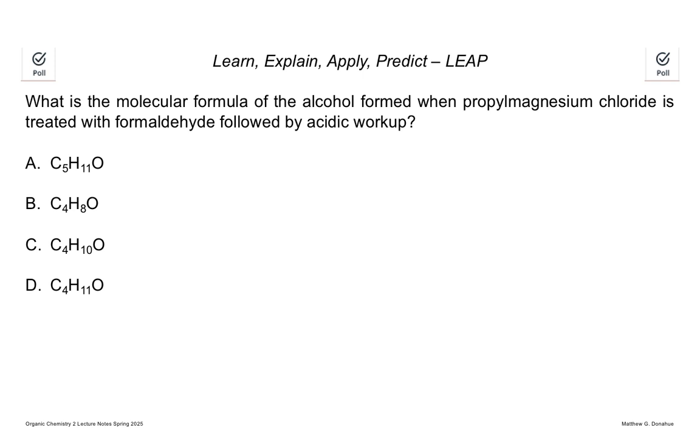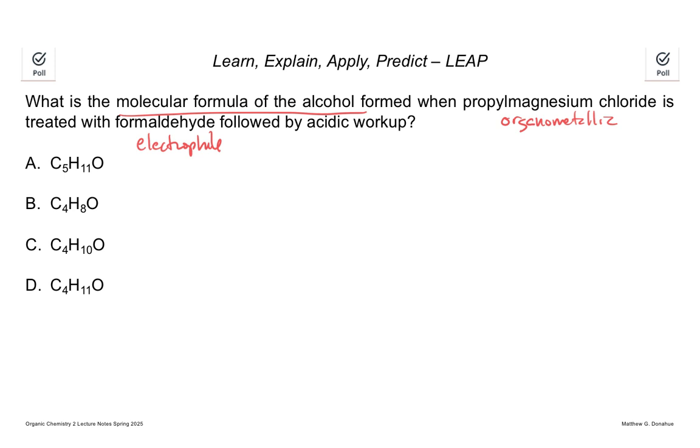So what is the molecular formula of the alcohol formed when propyl magnesium chloride is treated with formaldehyde followed by acidic workup? So this is our organometallic. This is our electrophile. And we want to determine the molecular formula of the product produced.